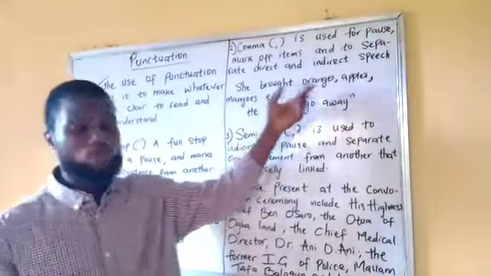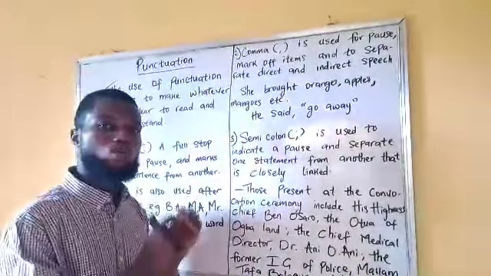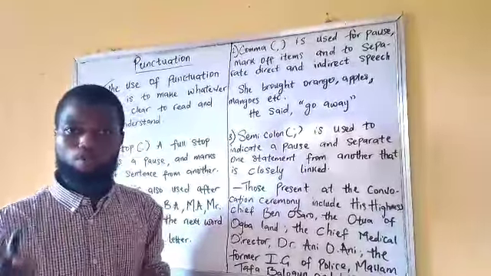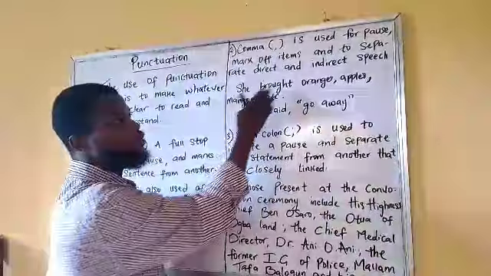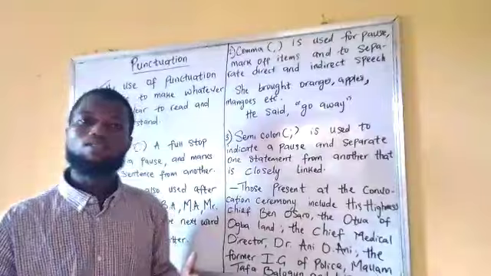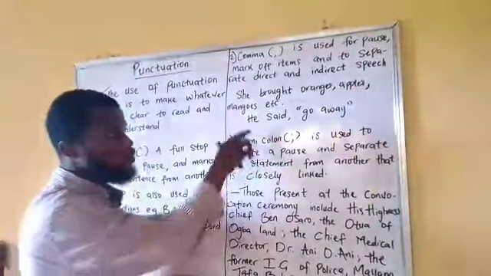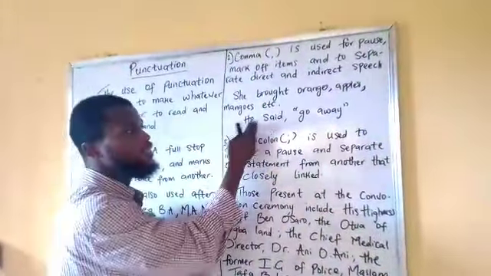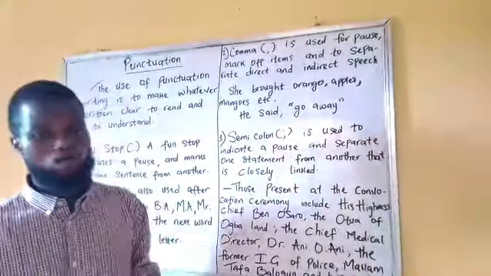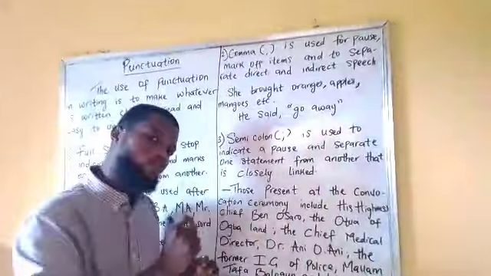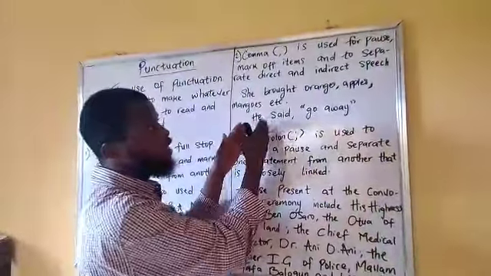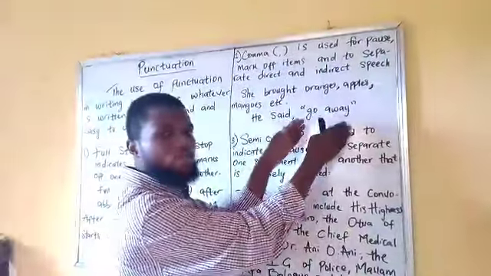Now, if you're reading and you see a comma, it means that you ought to take a slight breath pause, like this. She brought oranges, apples, mangoes, etc. Also, the second one here says, he said, go away. He said, go away. Now this one is indicating a direct speech.